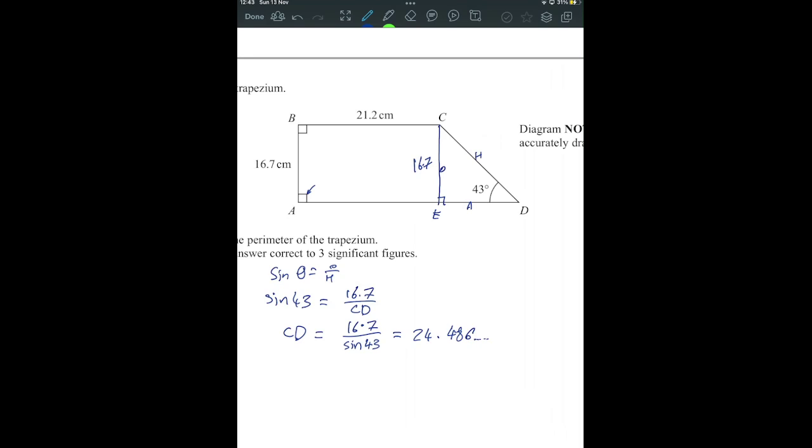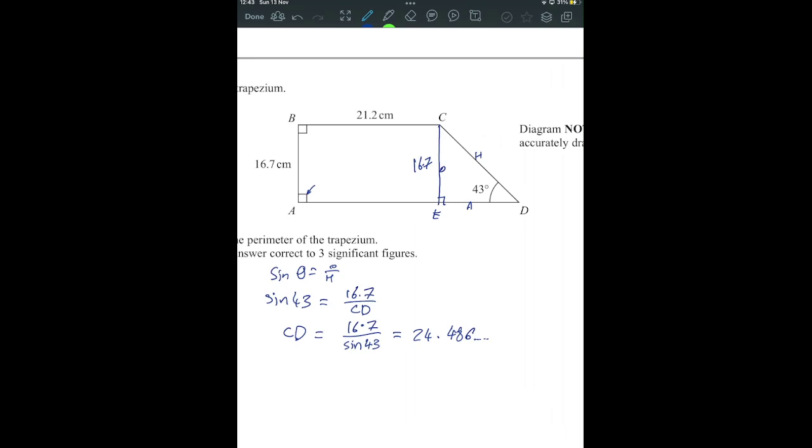Now my answer wants it correct to 3 sig fig, so in my working I'm going to use at least 2 more significant figures to make sure I don't get any stupid rounding errors. So that was CD. I still need to work out AD.